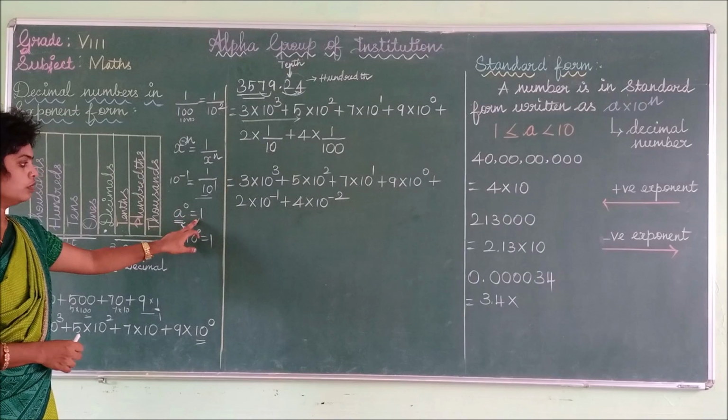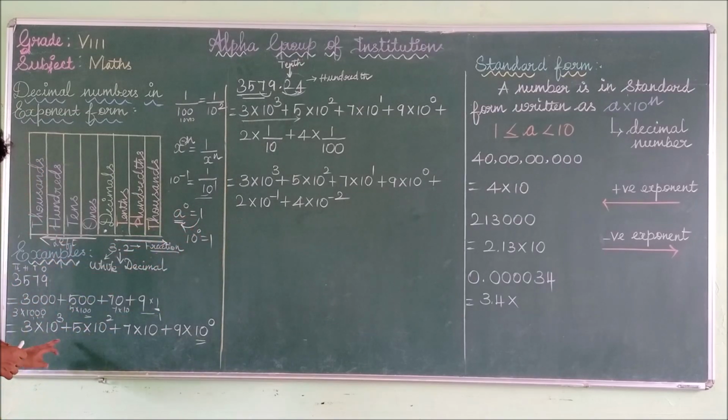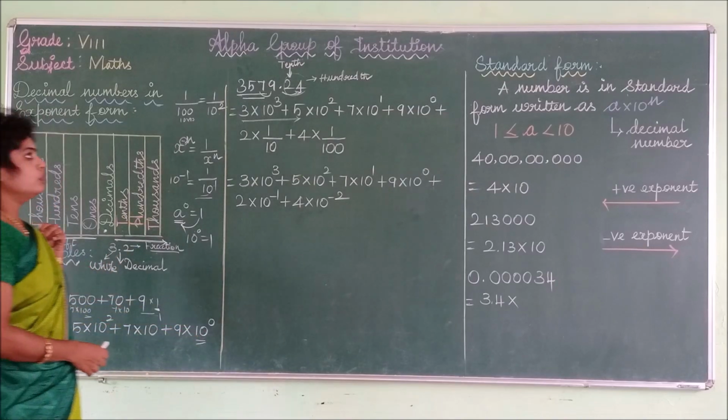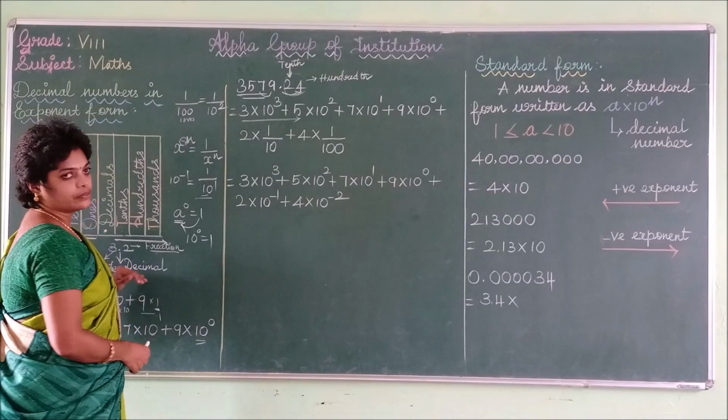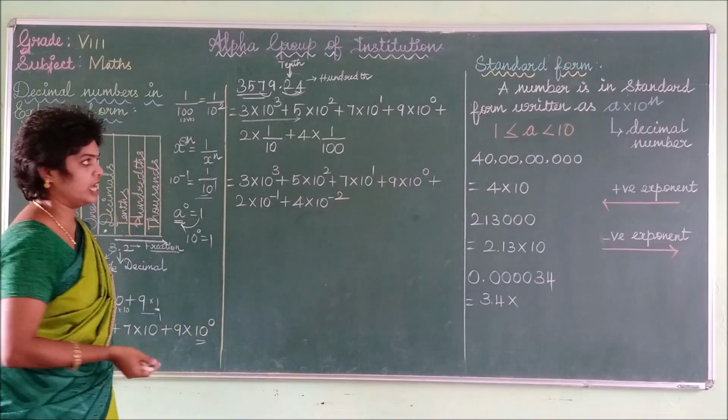So anything power 0 is equal to 1. So instead of that, since all the other terms contain 10, that's why I am using 10 to the power 0. So look here. Before the decimal point we have calculated here itself. After the decimal point, how do the values change?